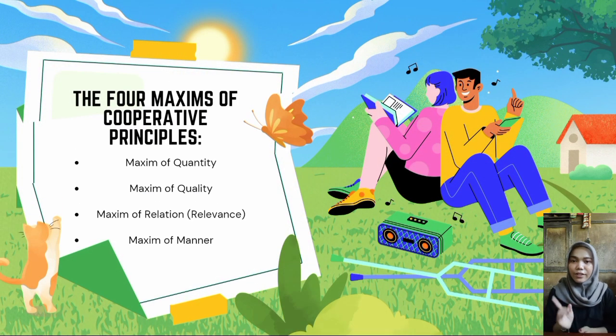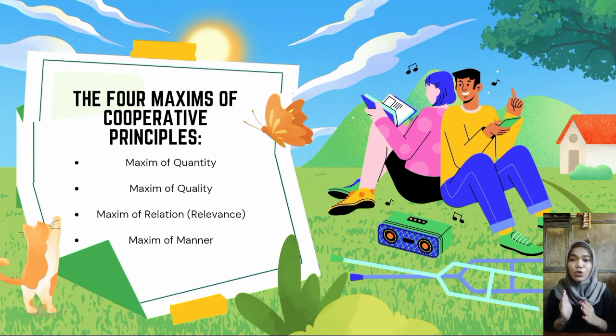So, here are the four maxims of the cooperative principle. The first one is the maxim of quantity. Here, you need to provide the amount of information necessary for the current purpose of the exchange, and you avoid giving more or less information than required. The second one is the maxim of quality. Here, you strive to provide truthful information, avoiding what you believe to be false or what you lack sufficient evidence for.